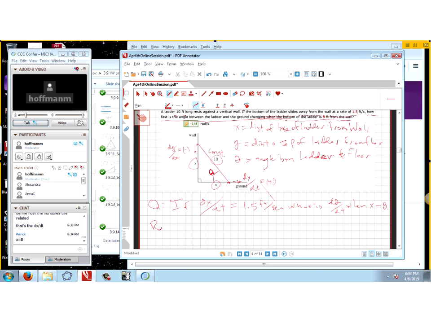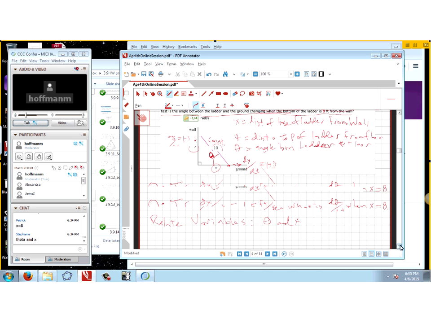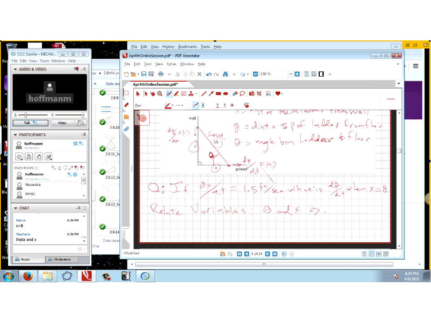Beautiful. Now, let's relate the variables. What do we need? We actually don't need all of them. The question gives us a hint. Which two variables do we definitely need to relate here? They come from the question. If we get the question down right, we should know exactly which two. So we have a dx/dt and a dθ/dt. We don't care about y. So we're relating theta and x. That means we're going to have to use a trig function.